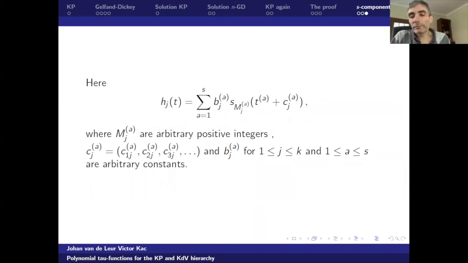Yeah. So I did some work with Hendrik Aratyn on that, and what we did, we started with this Frobenius manifold. So you have this Darboux-Egorov system, and this Darboux-Egorov system is somehow a subset of this S-component KP.